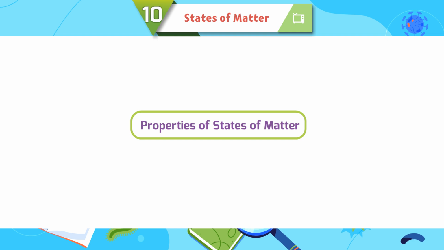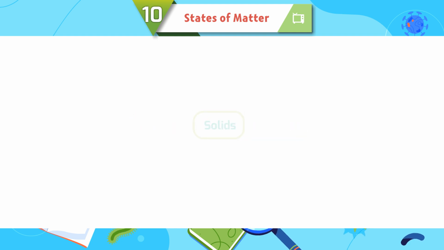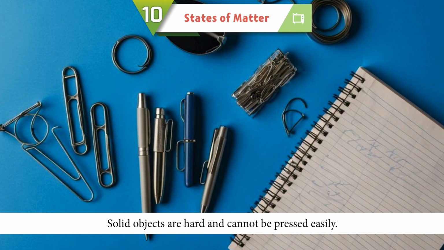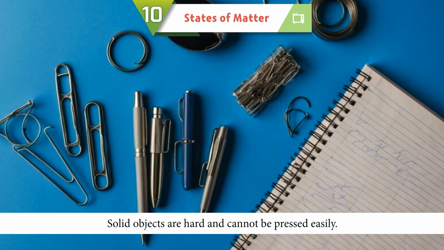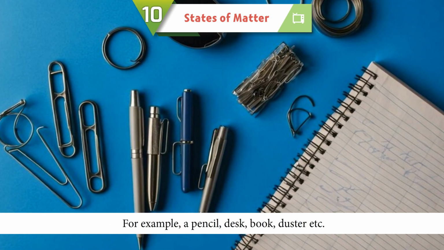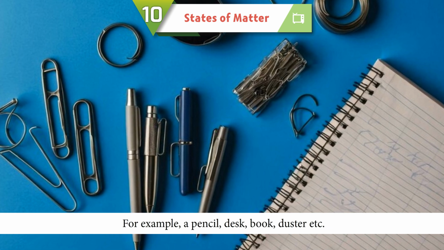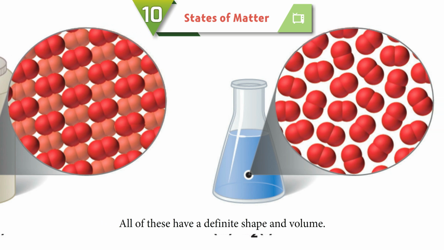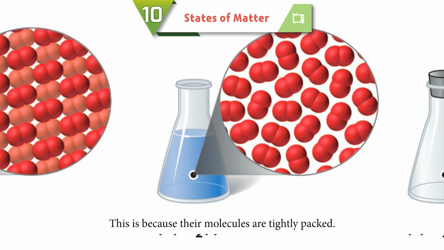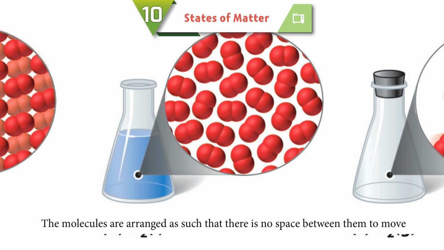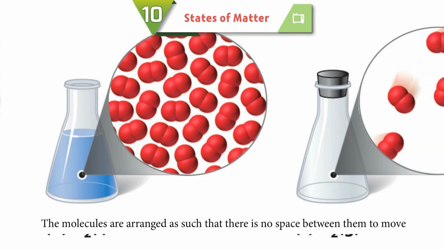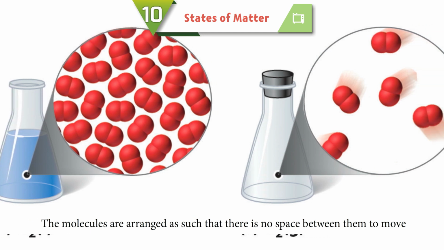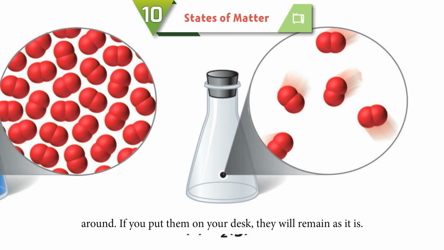Properties of states of matter. Solids. Solid objects are hard and cannot be pressed easily. For example, a pencil, desk, book, duster, etc. All of these have a definite shape and volume. This is because their molecules are tightly packed. The molecules are arranged such that there is no space between them to move around.